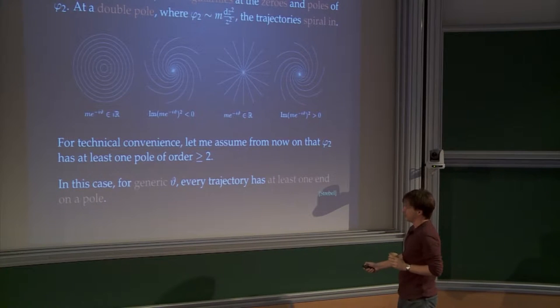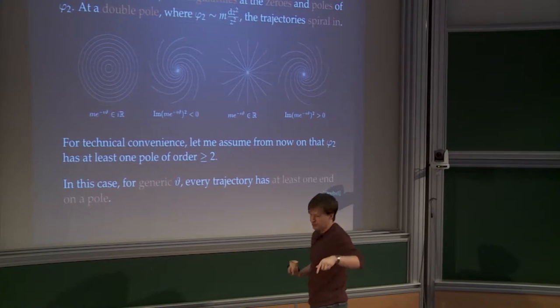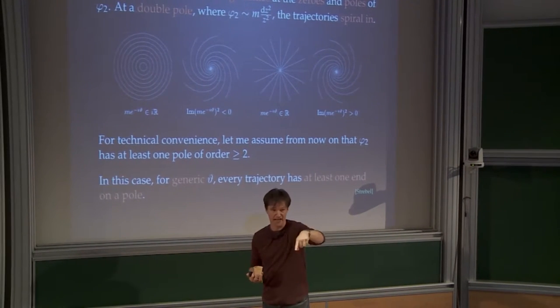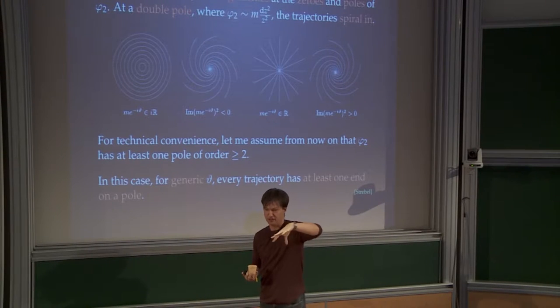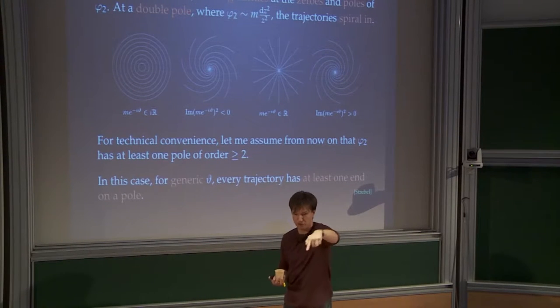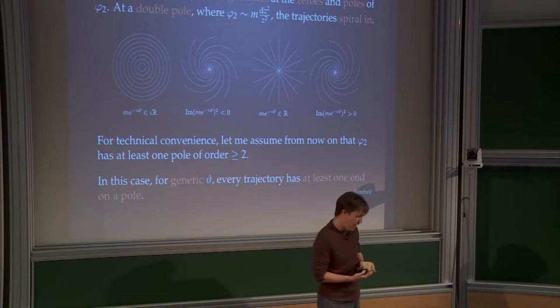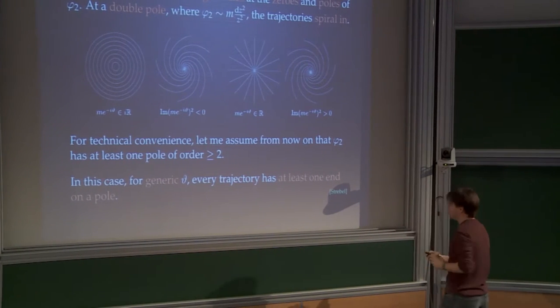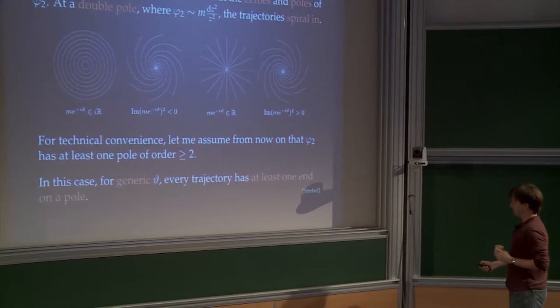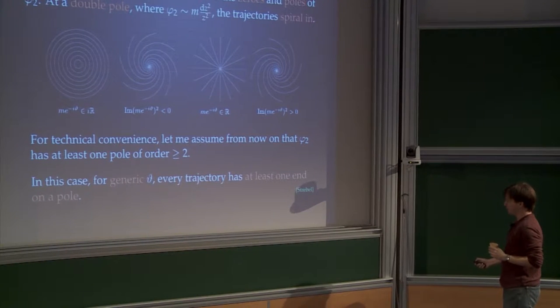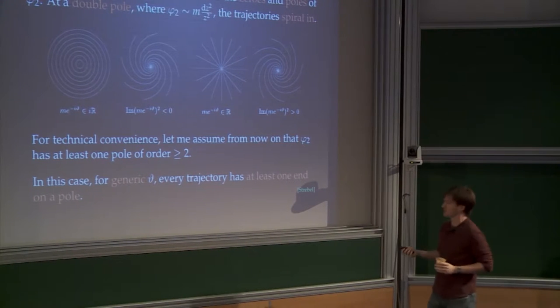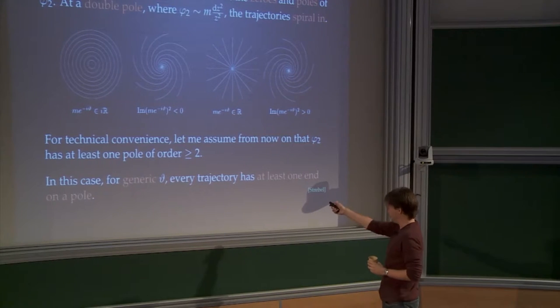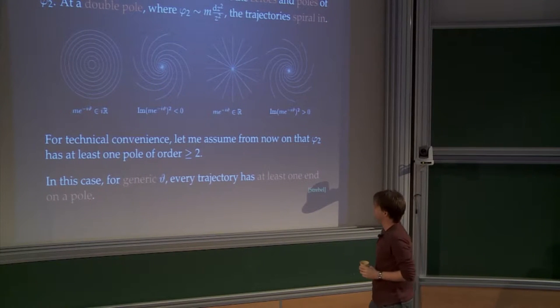As long as this parameter theta is generic, what will happen is that every trajectory has at least one end on a pole. So it's eventually attracted, roughly when it comes close enough to one of these poles, it'll be attracted and fall in. And so for that, we use some results: Strebel studied in great detail the trajectories of quadratic differentials. And from his results, you get this nice fact.